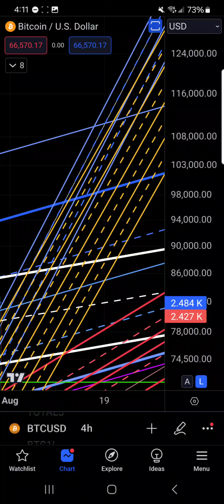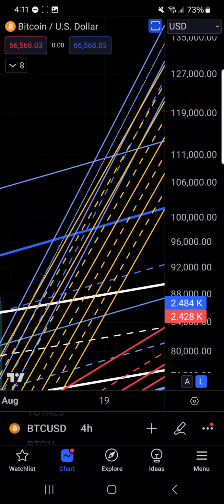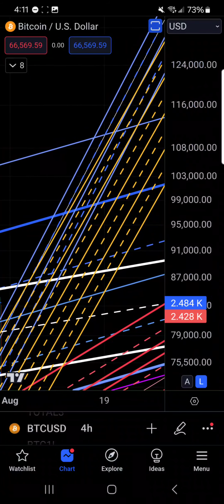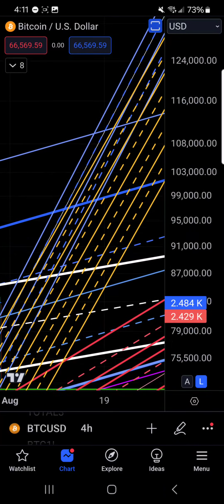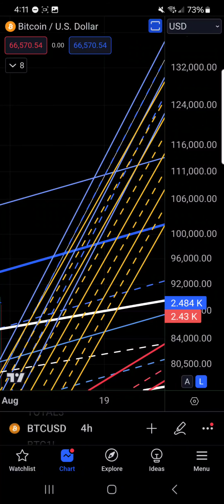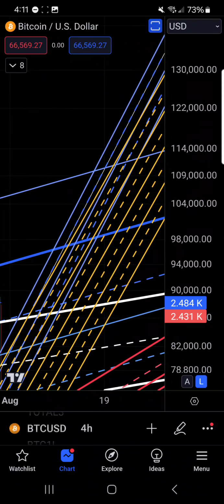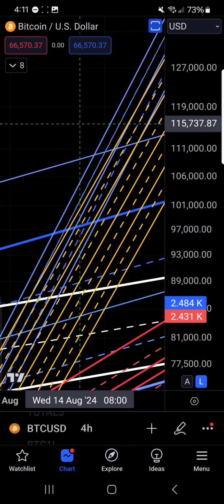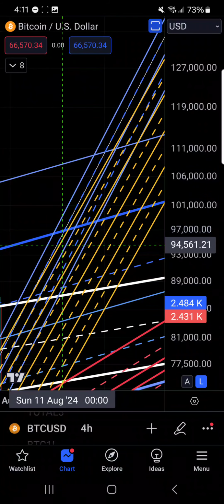Here we are looking at Bitcoin US dollar index on the 4-hour time frame, and we're focused here on these orange parallel channels pointing up and to the right. There's a group of 4 of them. They are replacing these blue parallel channels.